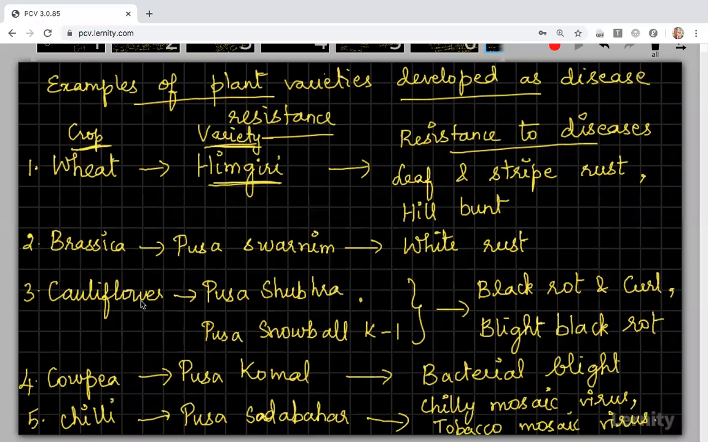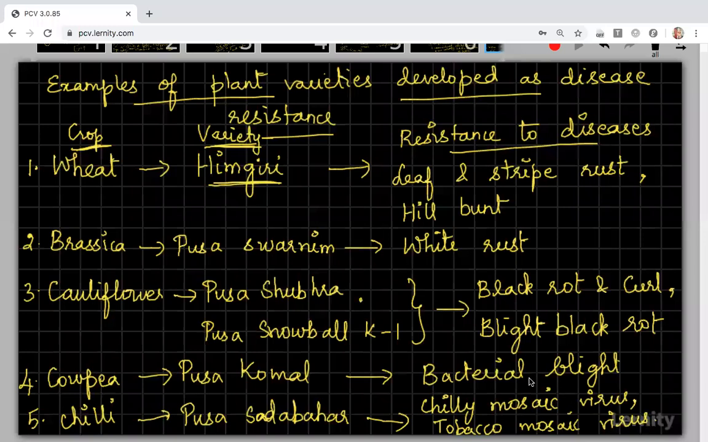The third plant is cauliflower. The varieties are Pusa Shubra and Pusa Snowball K1, and these varieties are resistant against black rot and curl blight black rot disease. Fourth one is cowpea. It is the Pusa Komal variety, and it is resistant against bacterial blight. And the fifth crop plant is chili. The variety is Pusa Sadabahar, and it is resistant against chili mosaic virus and tobacco mosaic virus disease.